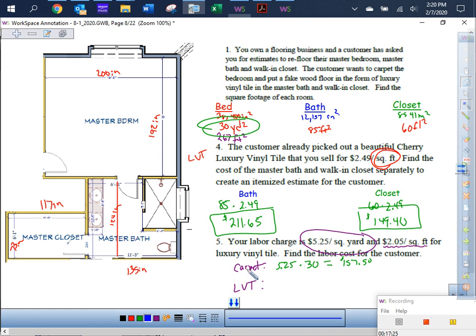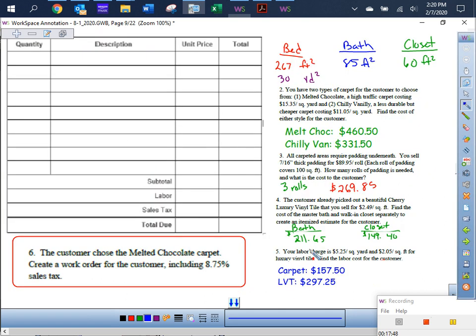Then for the LVT, it's $2.05 for every square foot. Well, we can add those together, the customer can get that. That is 145 square feet total that we're doing. And you punch all that in, and that's $297.25. So that's pretty cute right there. So there's all the labor that we're doing. And we got all that figured up.